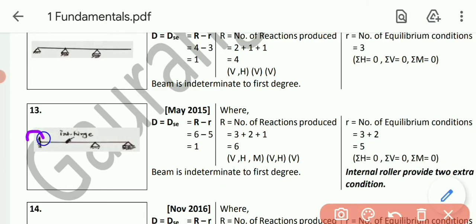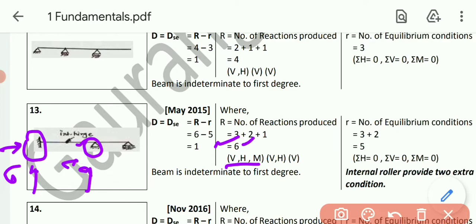Now in this one, fixed support is there, so 3 reactions will be there: vertical, horizontal, moment. Then over here hinge support is there, so vertical as well as horizontal, so 2 reactions will be there. And over here roller support is there, so 1 reaction, vertical. Okay, so total unknowns are 3 plus 2 plus 1, that is 6.